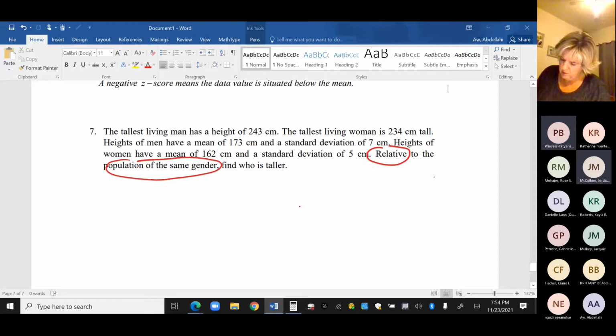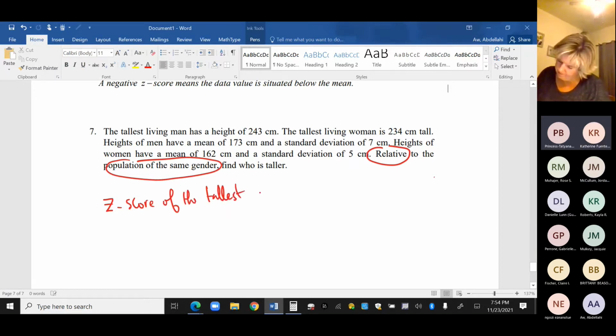To answer this question, we're going to use the z-score. We're going to calculate the z-score of the tallest man.